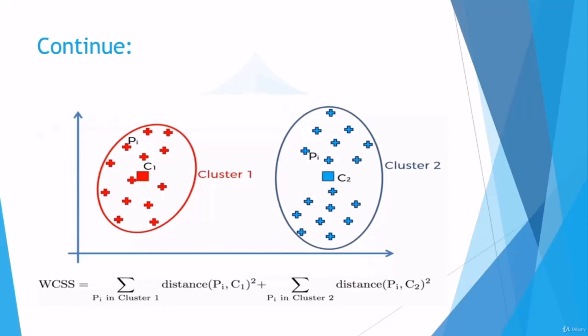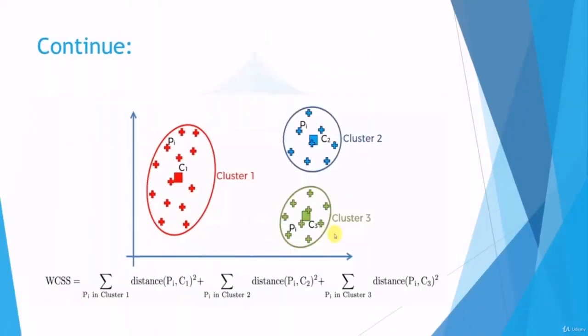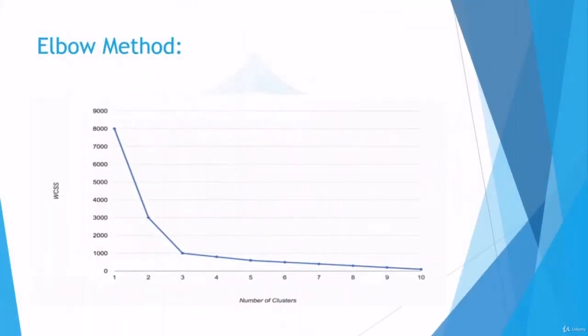To reduce the value of WCSS further, now we will choose 3 clusters. So this is the formula for 3 clusters. Now this is the data. There is another method called the elbow method, which is used with WCSS to determine the number of clusters.